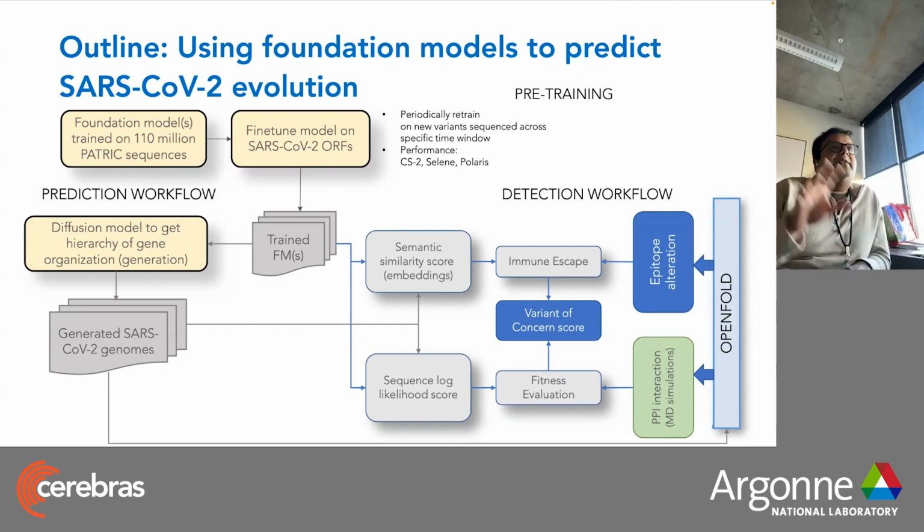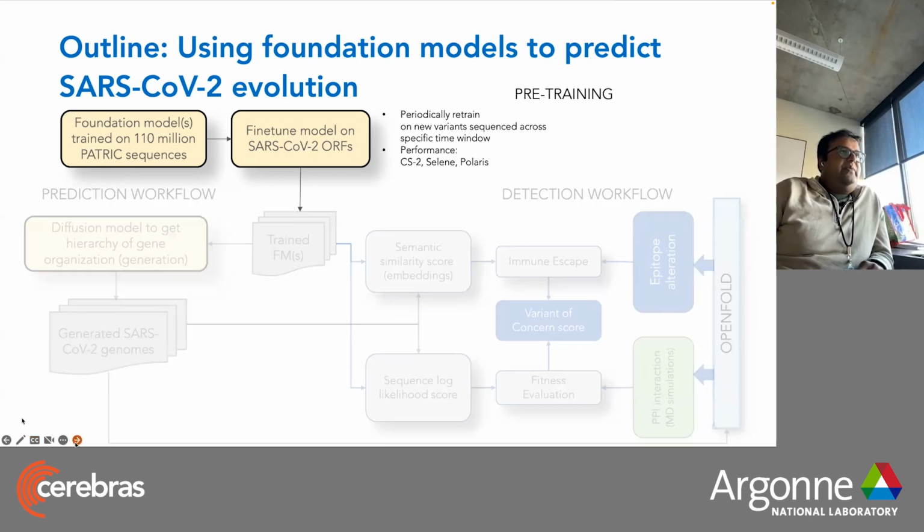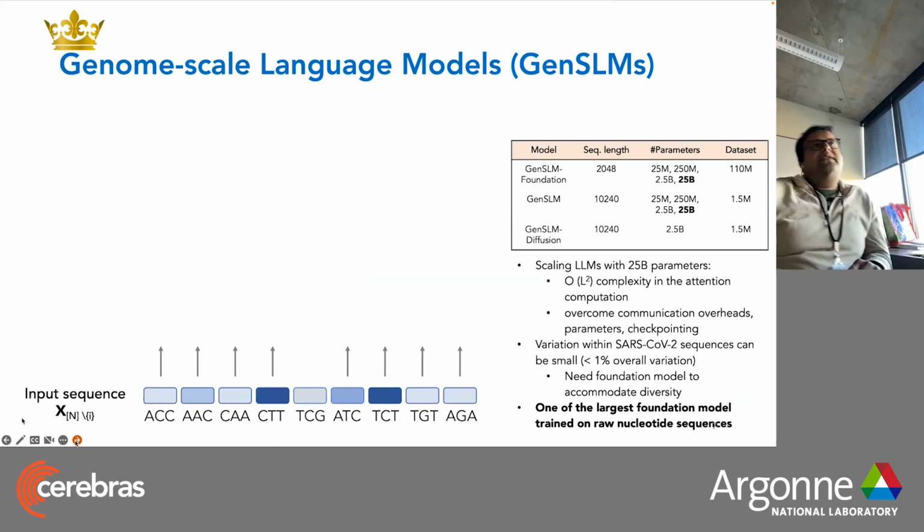I'm going to talk about this in greater detail as we go along, but these are the things that constitute this entire workflow, starting from the foundation model all the way to the place where we are able to detect whether this is a new variant of concern or not. So with that, let's get into the first portion, which is how we built our foundation model. The foundation models are what are called genome-scale language models.